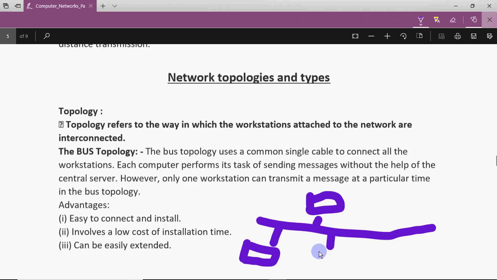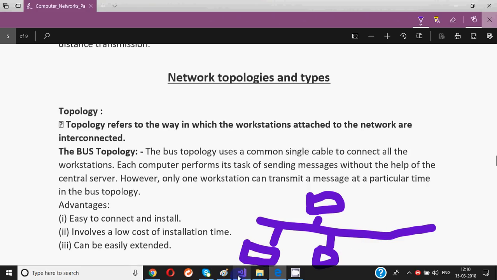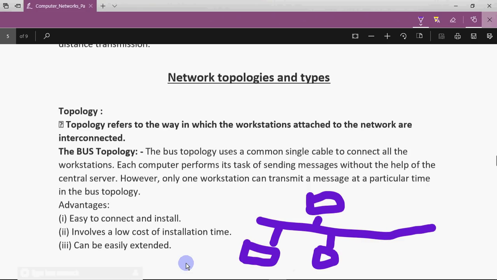So one main cable and you can connect as many computers as you want. The bus topology uses a common single cable to connect all the workstations. Each computer performs its task of sending messages without the help of the central server. So if this one has to send something, it simply keeps it on the cable and it reaches every system. They'll match their address. If the address is matched, they'll receive it. Otherwise, they'll discard it. So that's how bus topology works. It's so simple. So that is its main advantage.